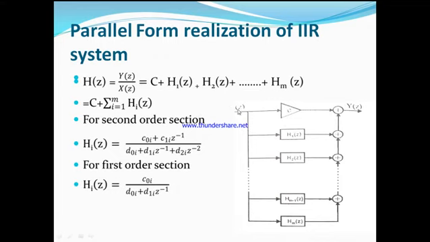So here with X of z, first we have c plus H1 of z plus H2 of z. The first term c is given to the adder, then H1 of z is added, again H2 of z, like this up to Hm of z. Each and every transfer function is represented by the direct form structure. So all are added to give the parallel form realization of the IIR system.